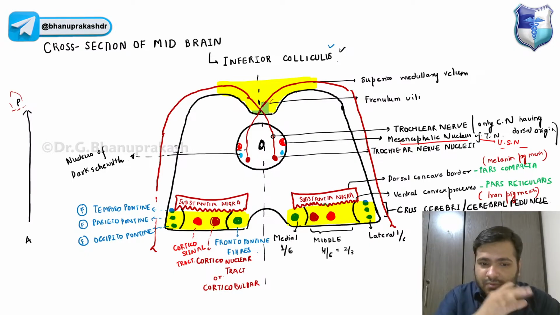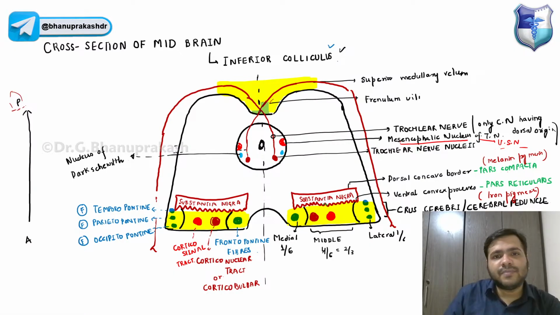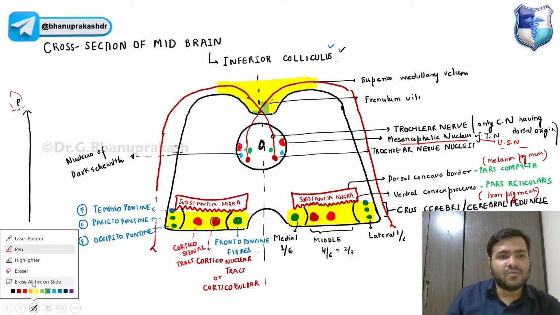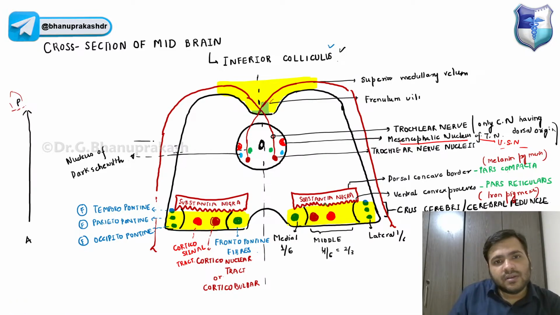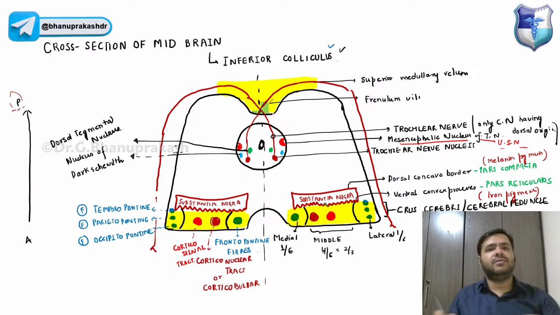Behind or dorsal to this trochlear nerve, you will have another nucleus that you will find in the tegmentum part, just behind this trochlear nucleus, and this nucleus is called the dorsal tegmental nucleus. Okay, this green colored nucleus is called the dorsal tegmental nucleus.